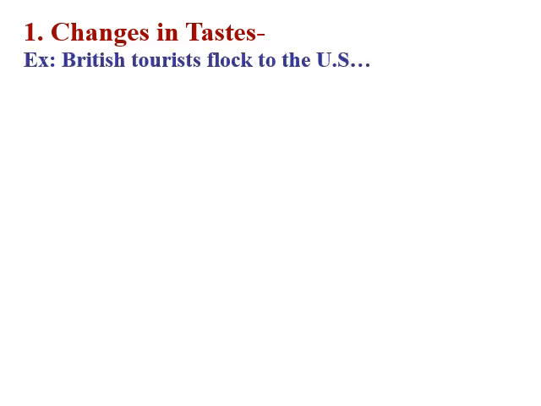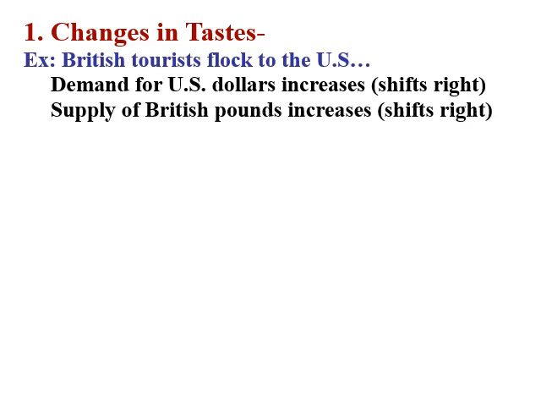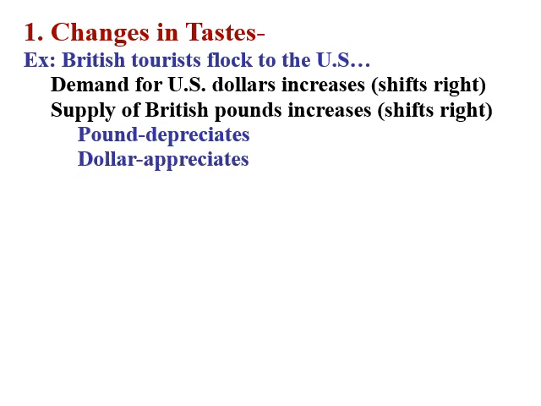An example we'll look at is British tourists flock to the United States. When the British tourists come to the United States, they're going to have to demand US dollars. And in exchange for those dollars that they're demanding, they're going to have to supply British pounds. So on the US dollar graph, the demand would shift to the right. On the British pound graph, the supply would shift to the right. What we see is that in this example, the pound depreciates or gets weaker, and the dollar appreciates or gets stronger.